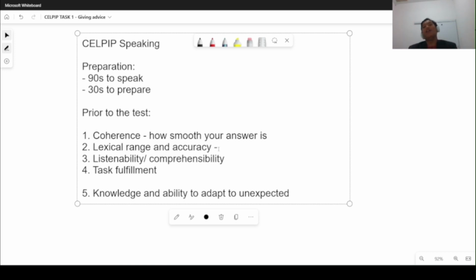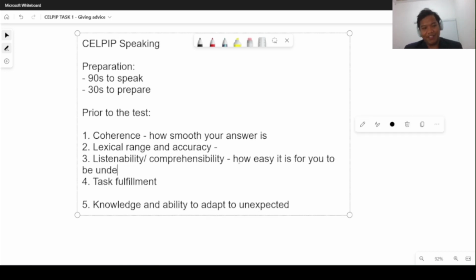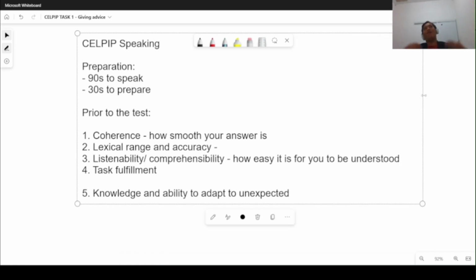How coherent is your answer, right? With listenability, that's basically how easy it is for you to be understood. You're not the one examining. How easy it is for you to be understood. So how easy to follow is your answer, basically.